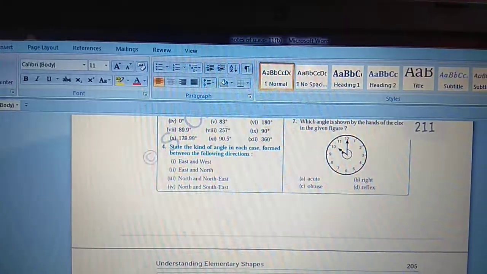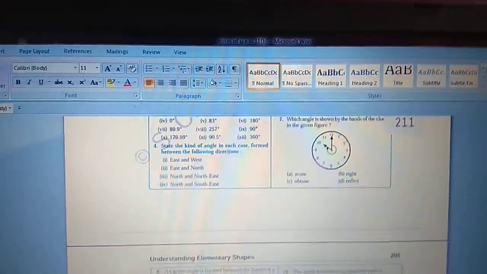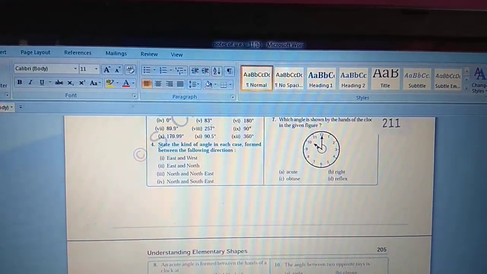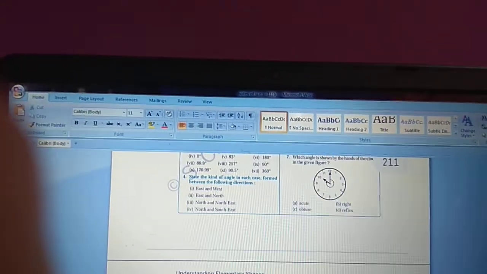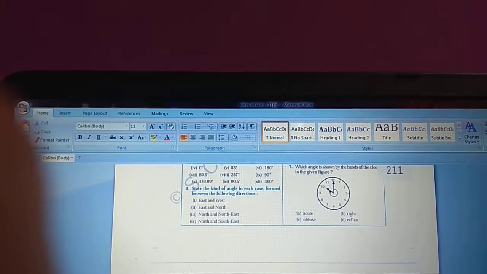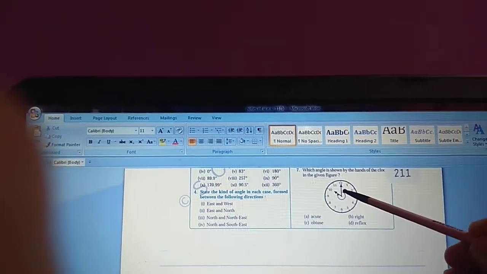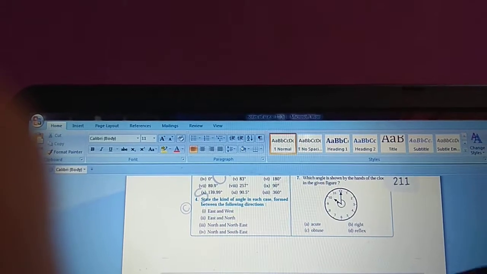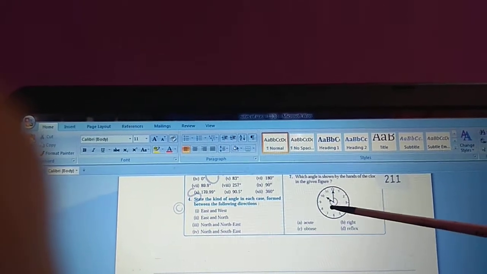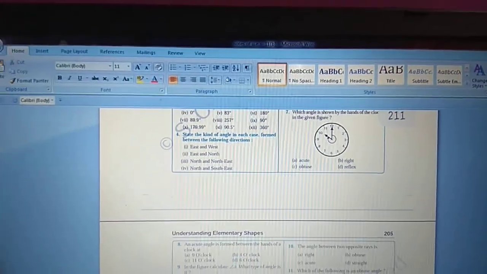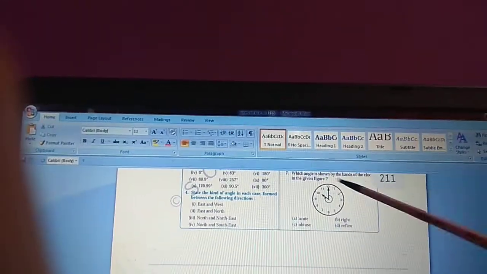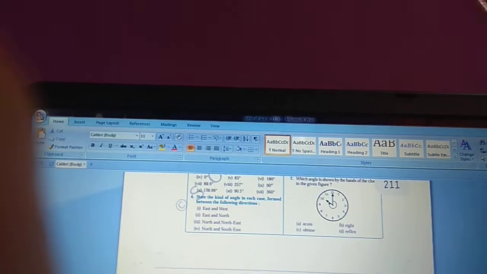Now move to MCQs. Question 7 asks which angle is shown by the hands of the clock in the given figure. Here you can see a symbol is given. With that you need to find out what type of angle this arrow symbol is. It is the external angle, not the internal one, it is the outside one. In the previous question I told you outside angle means reflex angle. So here the answer will be option D, reflex angle.